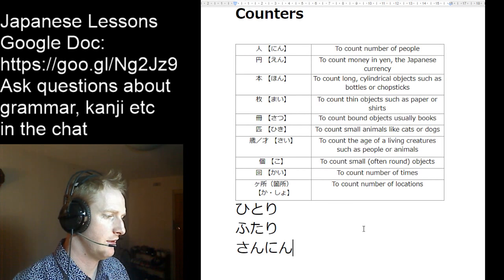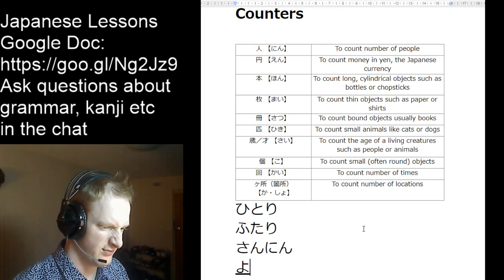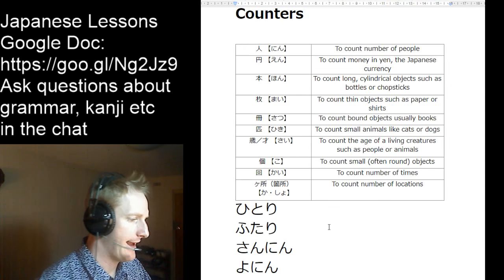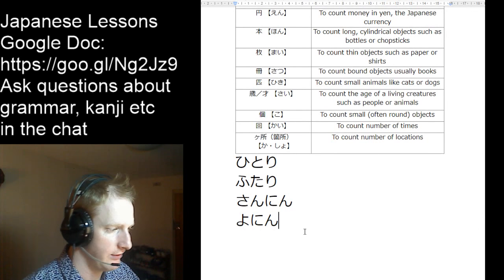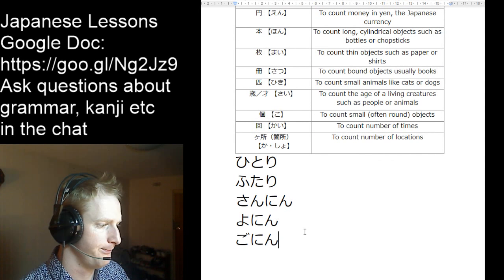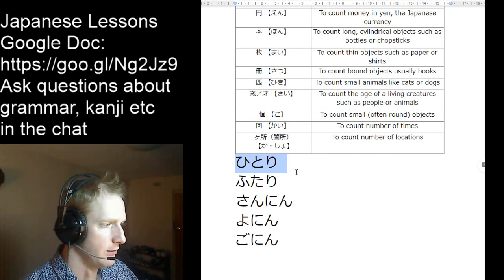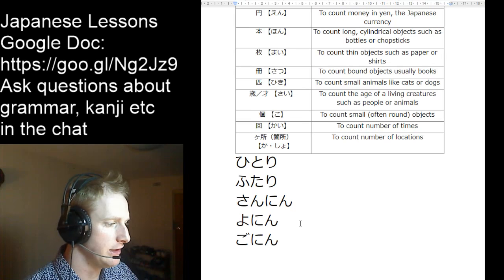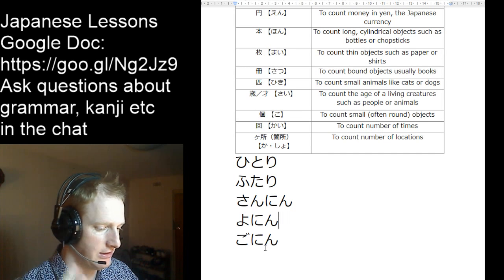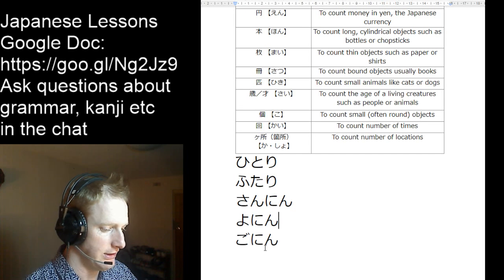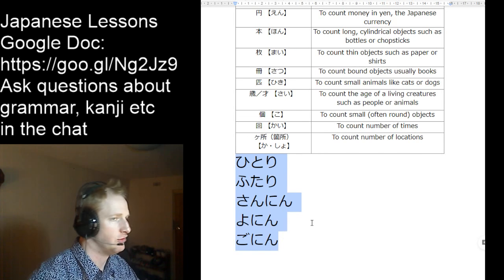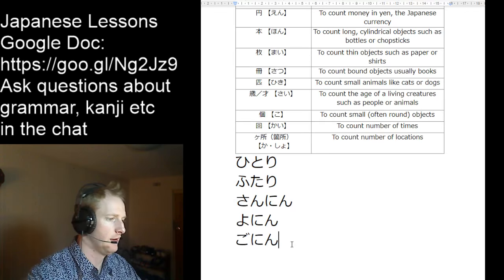We just add the number, and then add the counter. Okay, there's even an exception here. But we just keep going up. So hitori, one person, futari, two people, sannin, three people, yonin, gonin, rokunin, shichinin, hachinin, kyunin, junin, nijunin, you know, keep going up and up. So nijunin is 20 people, by the way, just don't get confused there.